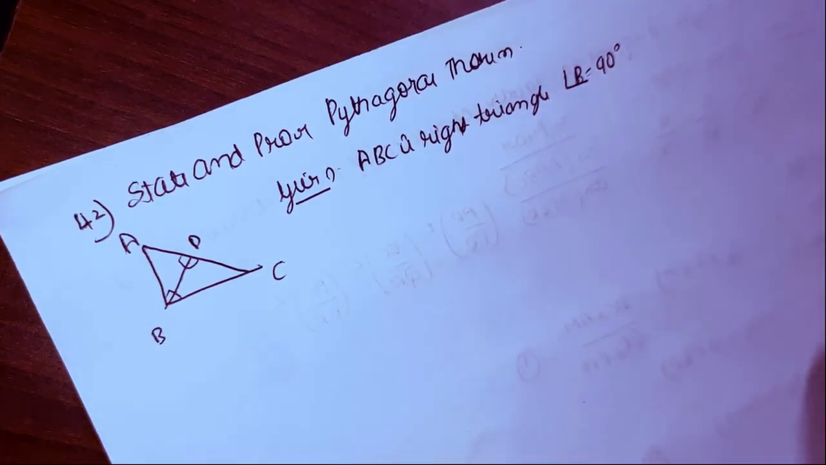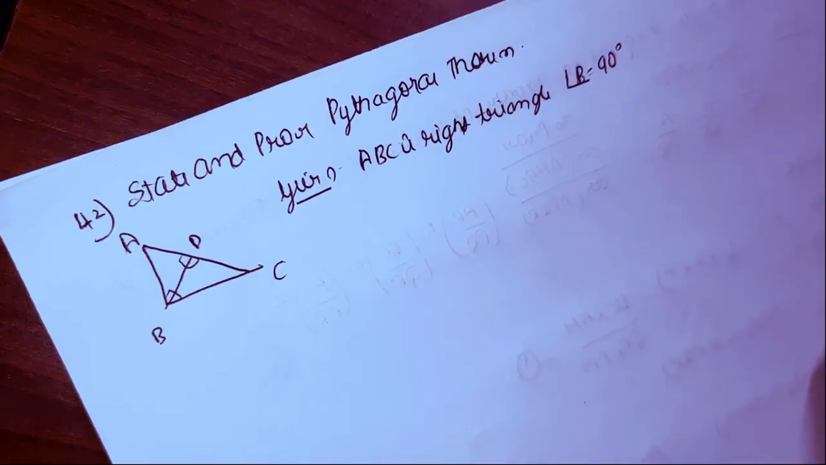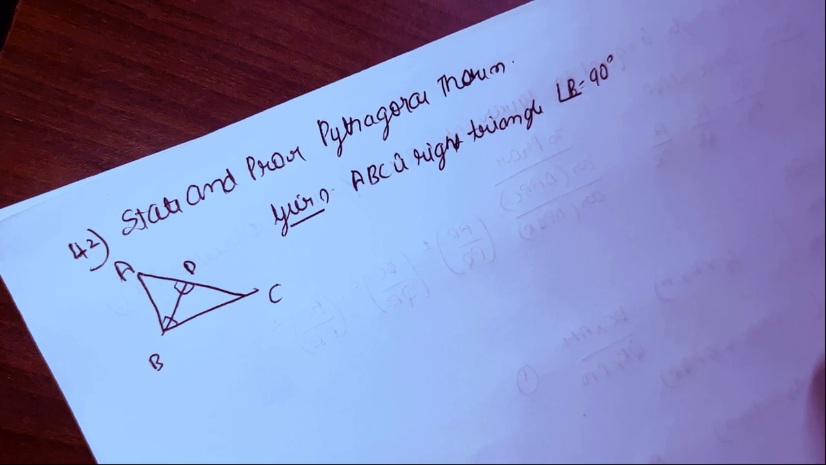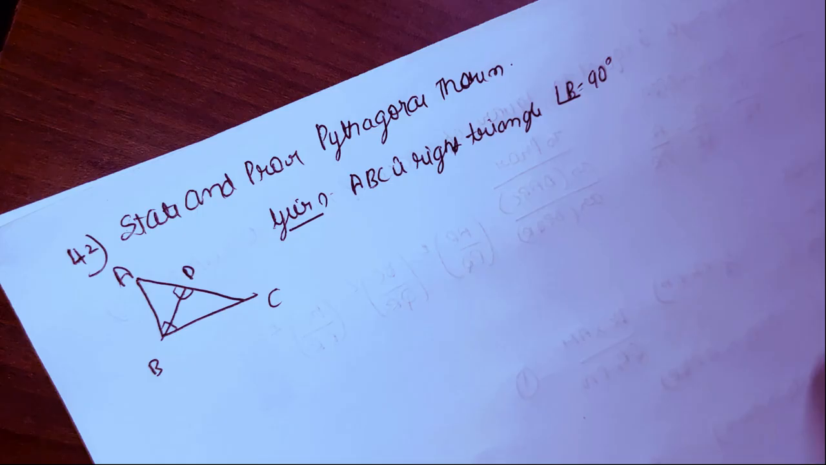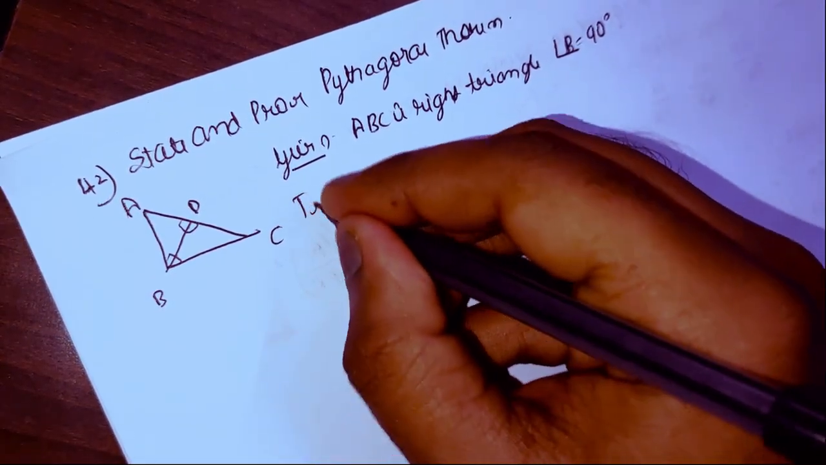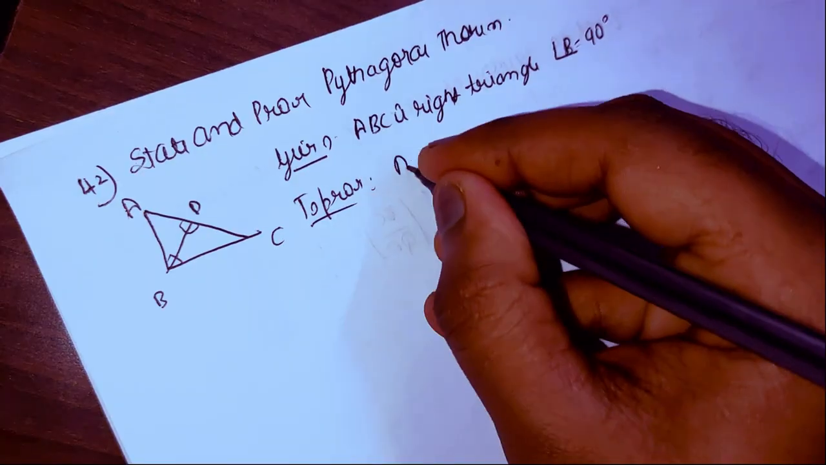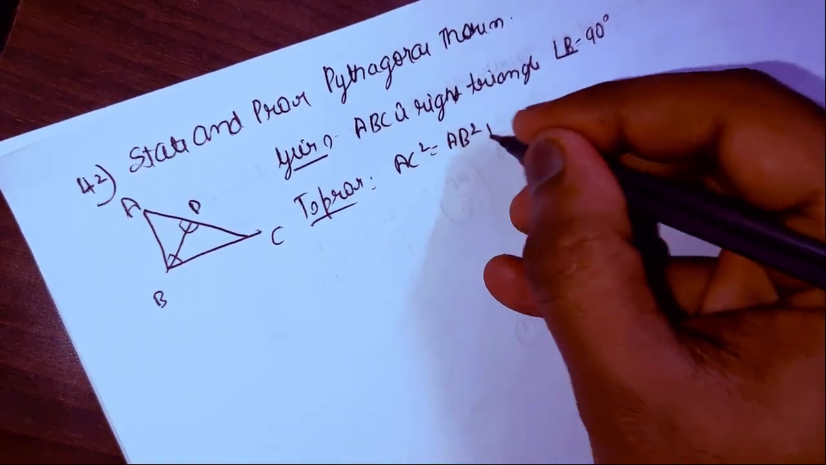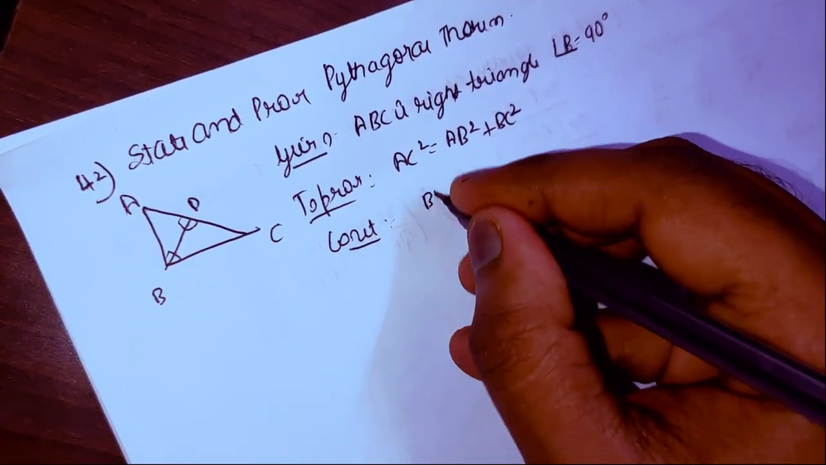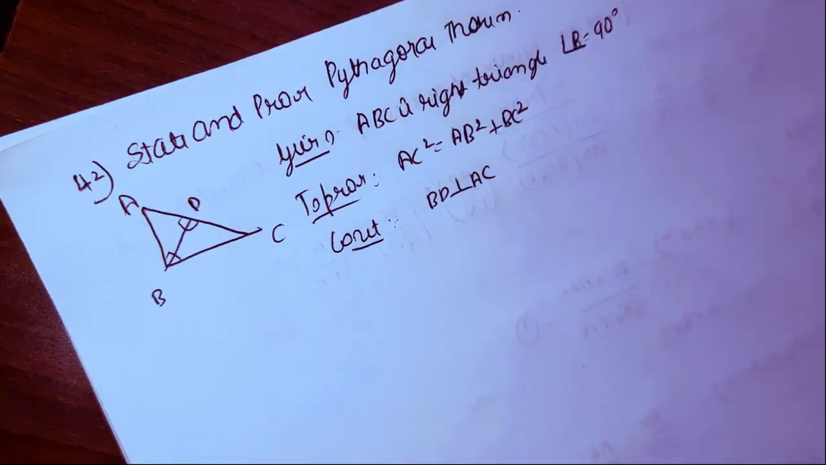Even for all the theorems, you have to write first what is given, then what is to prove, then the construction, then you have to start with the proof. First initially the statement, then whatever the required diagrams, then the given part, to prove part, then construction, then the proof. Each part carries marks. Now to prove, AC square is equal to AB square plus BC square. Construction, what we have done, just we have drawn a BD that is perpendicular to AC.